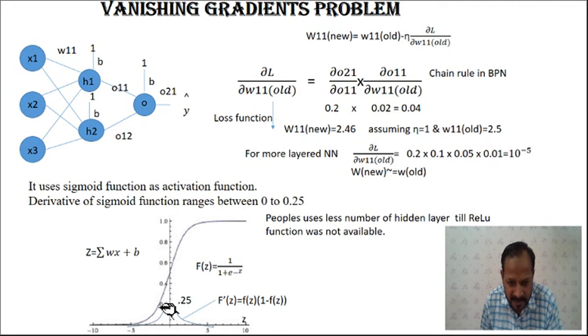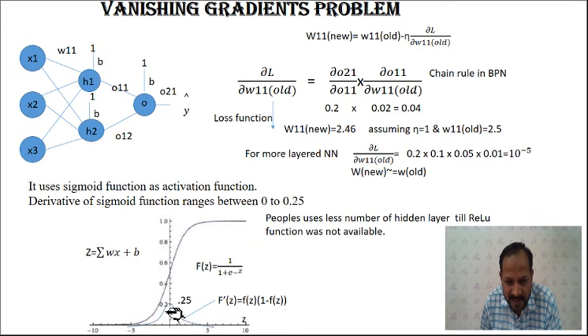Similarly, on the other side, if the value of this function f of z is 0.2, 1 minus 0.2 will be 0.8, so 0.8 into 0.2 will be 0.16. So it anyway reduces. When it reaches 0, f of z is 0, so the derivative becomes 0. So this graph is the output of the sigmoid function, and its derivative f dash z is this one.